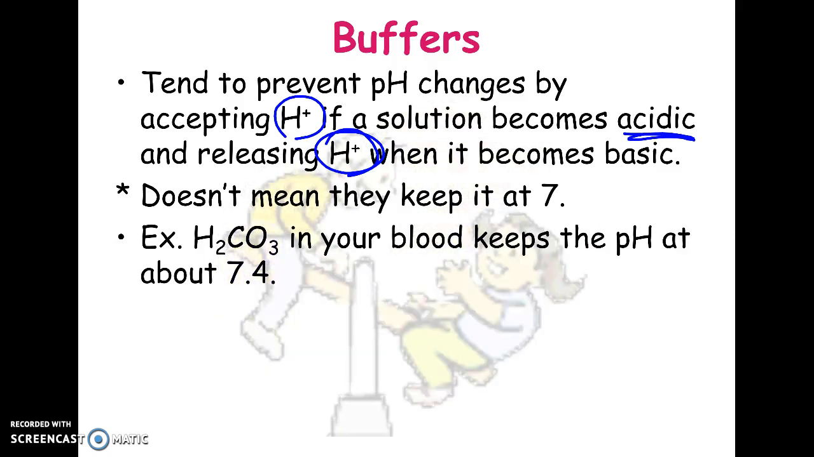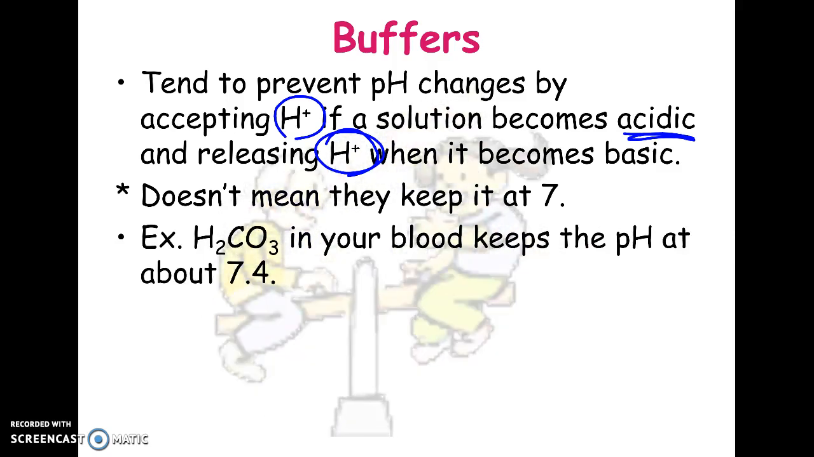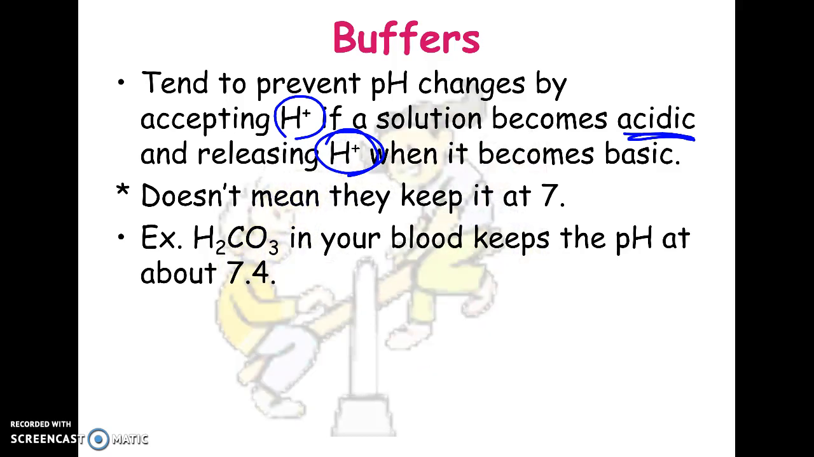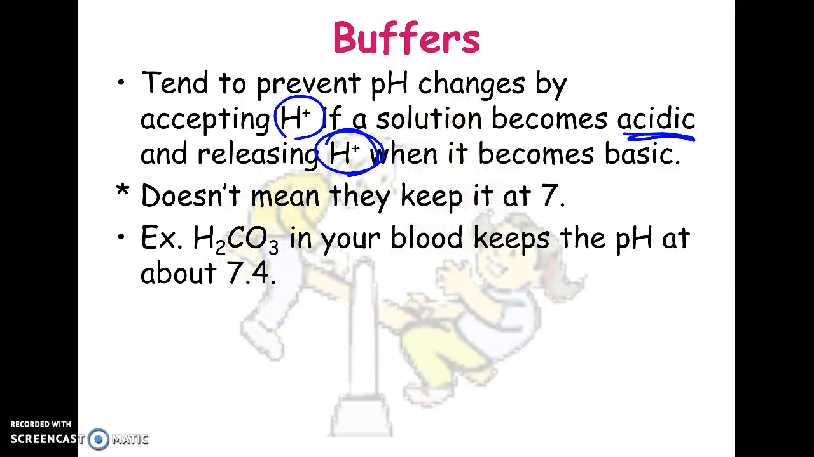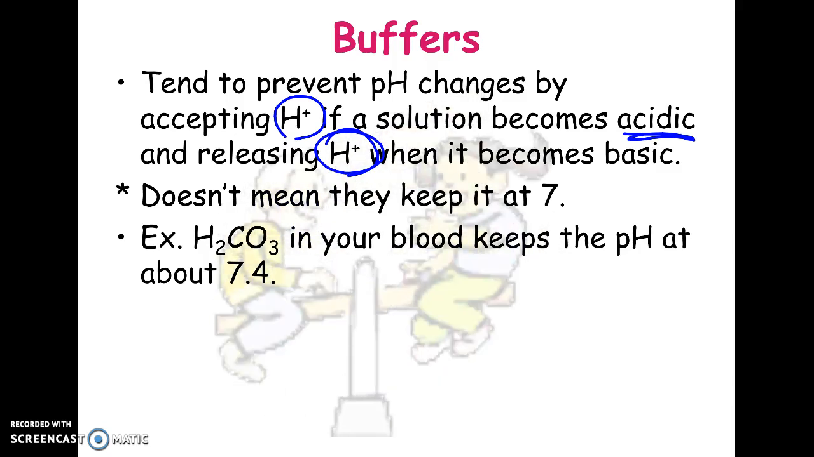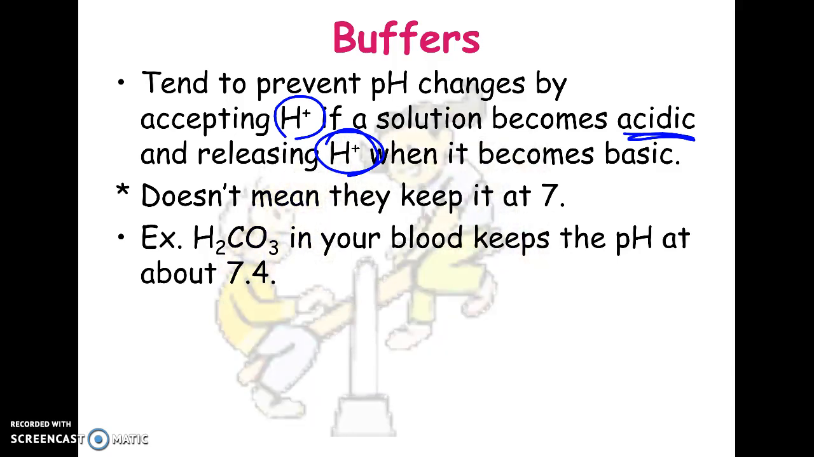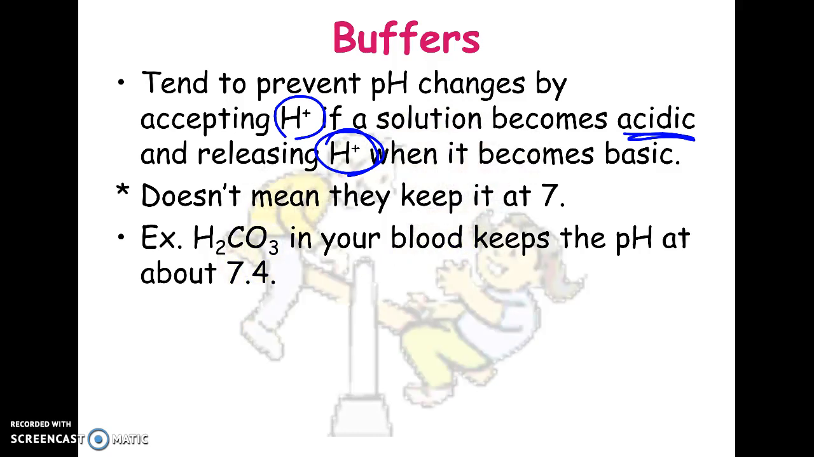In your stomach, you want the pH to be acidic. I think the pH in your stomach's like 2 or something. You make hydrochloric acid. Your blood is about 7.4. I think your upper intestines are like 8.6 or something like that. So different areas of your body have different pHs. Buffers help to control those pHs.